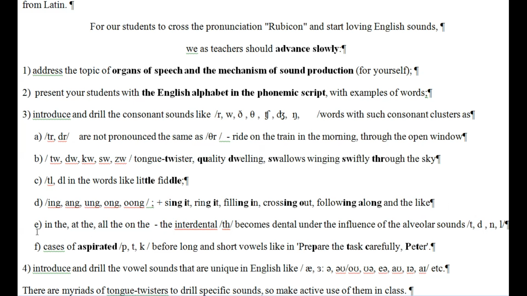E: the consonant clusters with the interdental sound, which becomes dental under the influence of alveolar sounds t, d, n, and l, like in: in the, at the, all the, and quicker: in the, at the, all the.